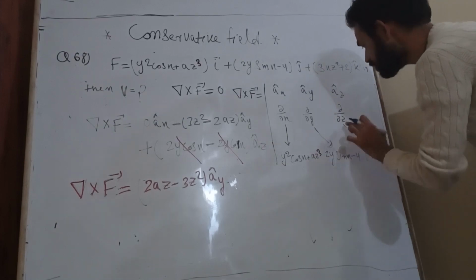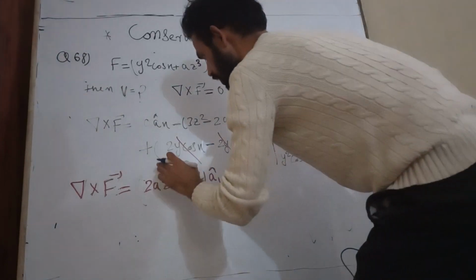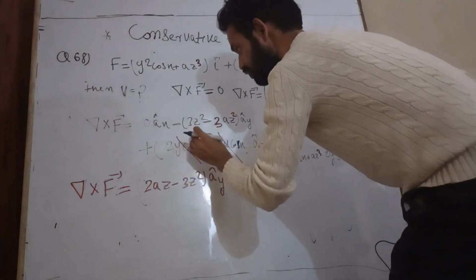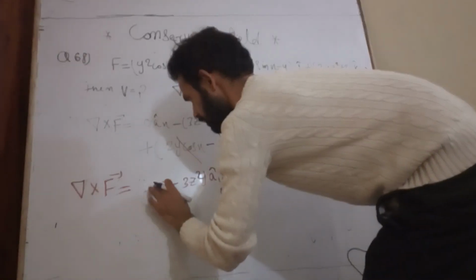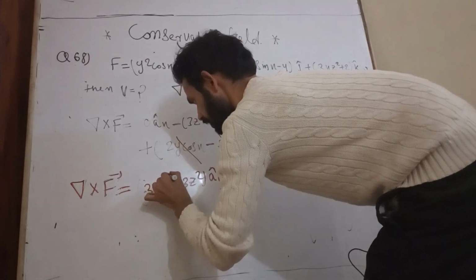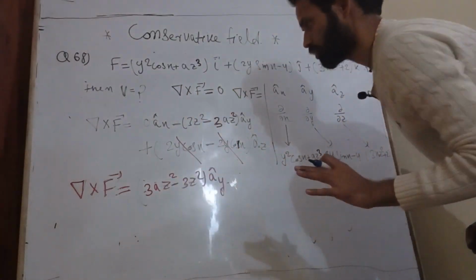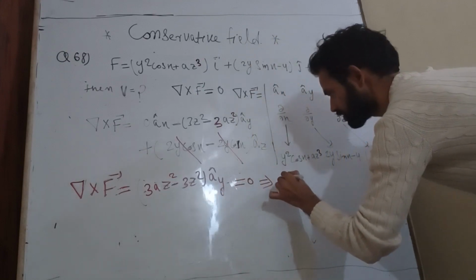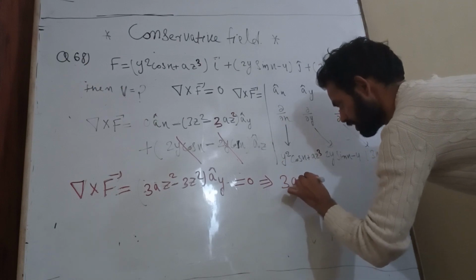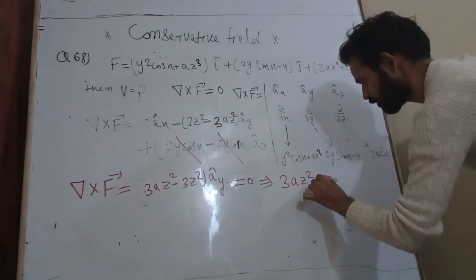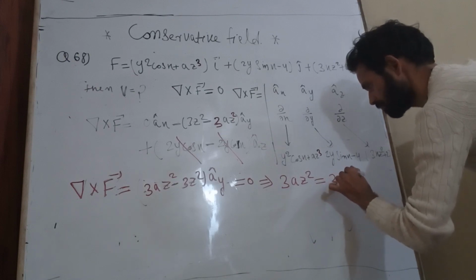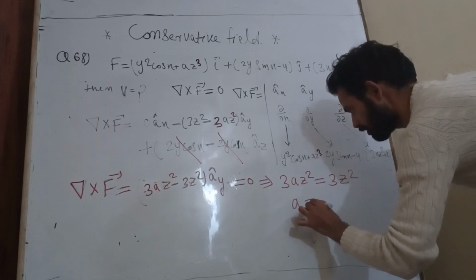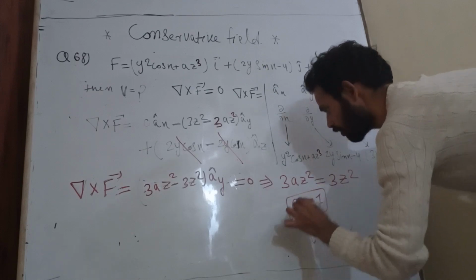Okay, so when you differentiate it, it will come 3az square minus, plus 3z square. Now as we know, this is equal to 0 when 3az square is equal to 3z square. So now if you see from here, a is equal to what? 1. That we got, a is equal to 1.